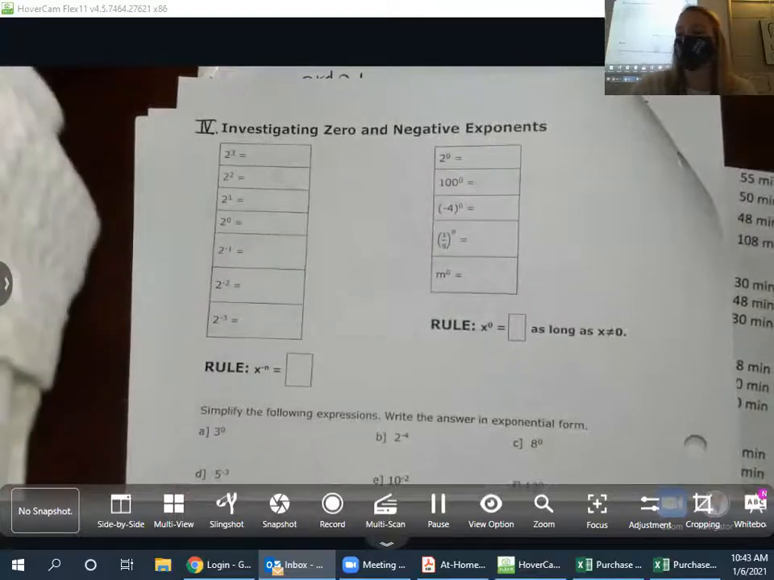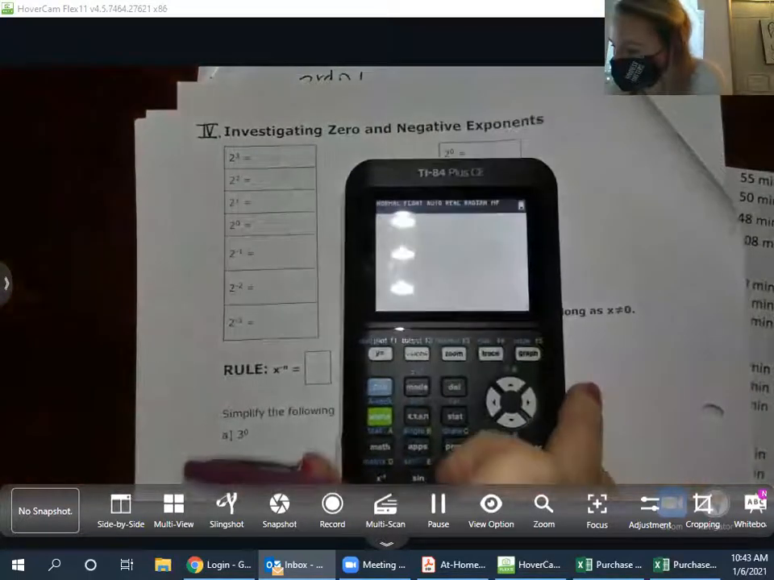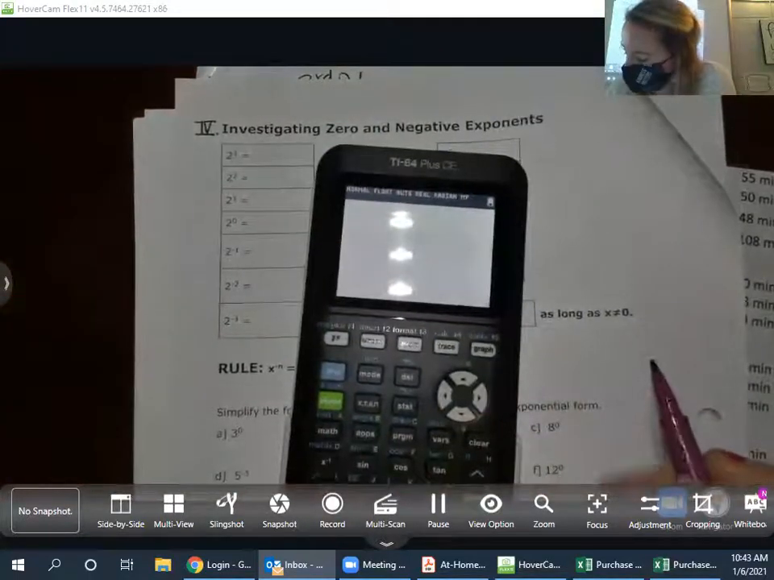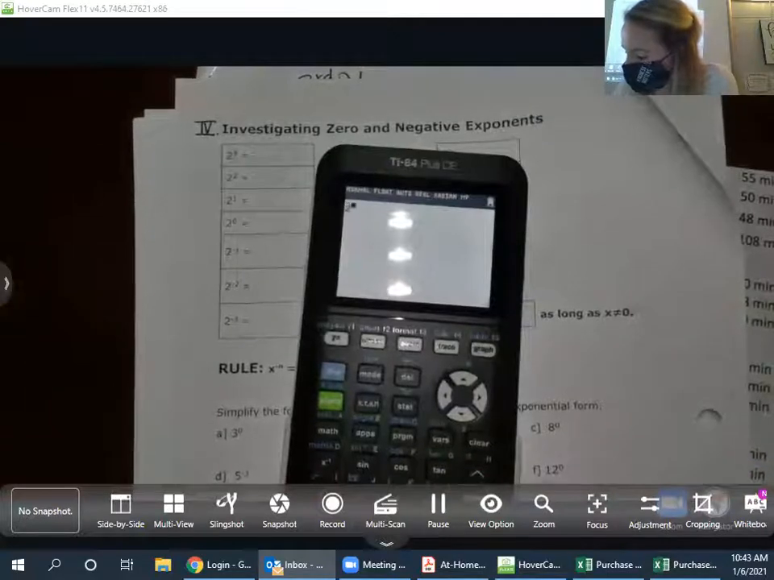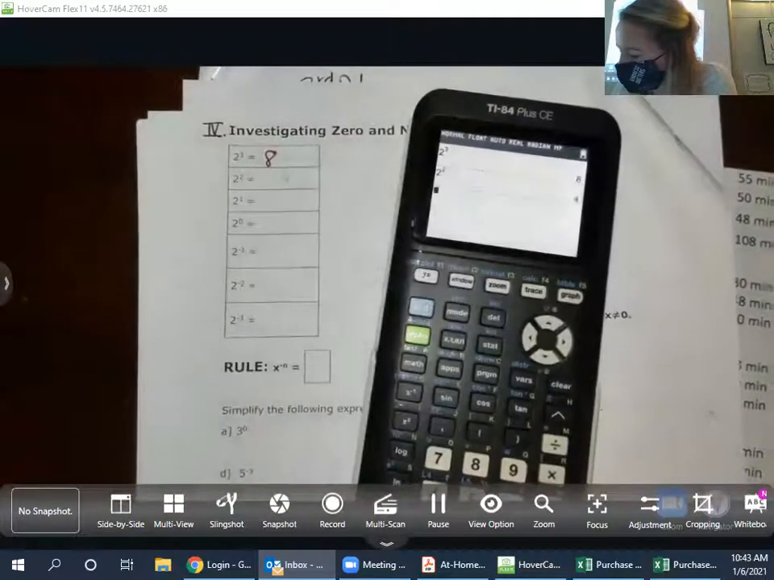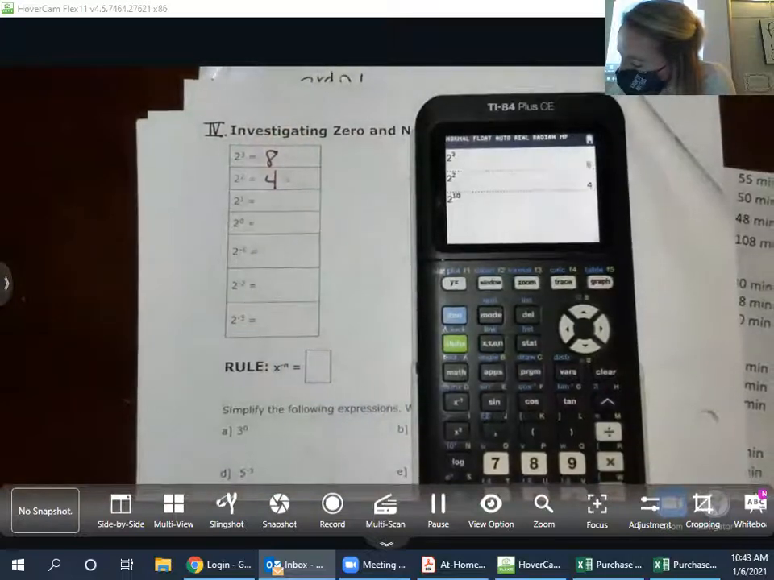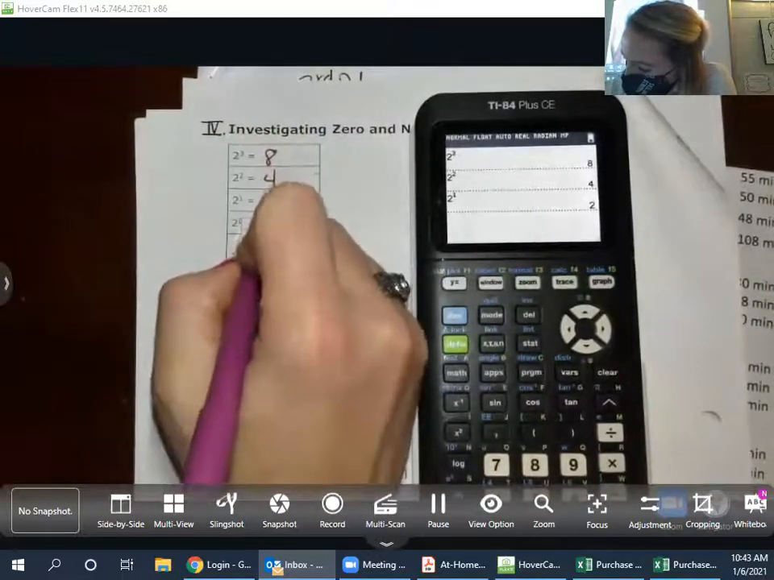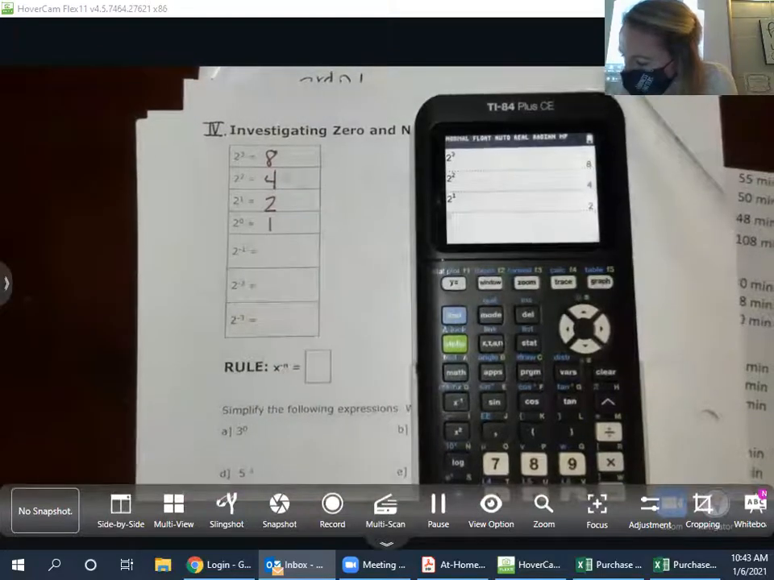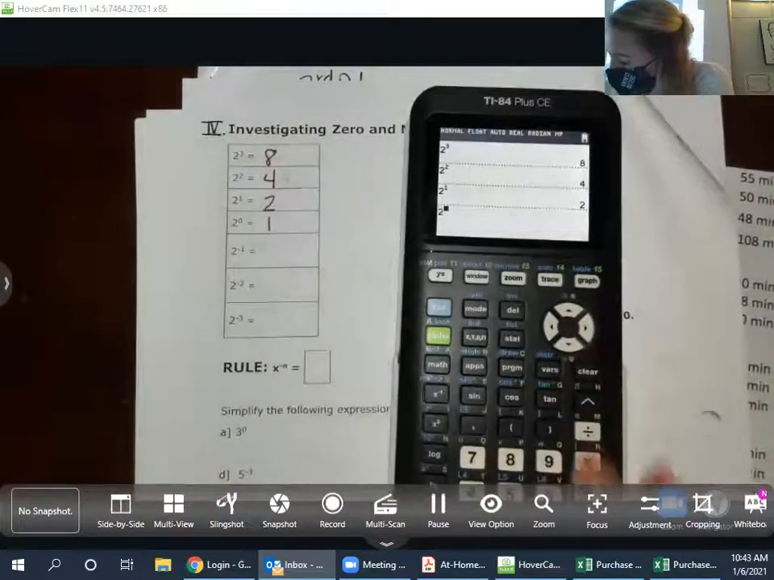So we're going to use our calculator and we're going to solve these. Let's do that. 2 raised to the 3rd power is 8. Go through and answer all these in your calculator. Even the negative, it's okay. You could put 2 to the negative 1 and it will give you an answer.